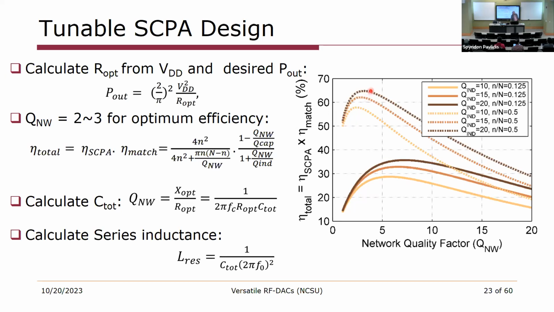The difference in these curves is that here we're trying to operate at a 3 dB back off, and here we're trying to operate at 6 dB back off. But more or less the efficiency range that we want to operate in is the same as before. Once we know what our network quality factor is, we can calculate the total capacitance, and then we can calculate the inductance that we need to resonate with that capacitance.